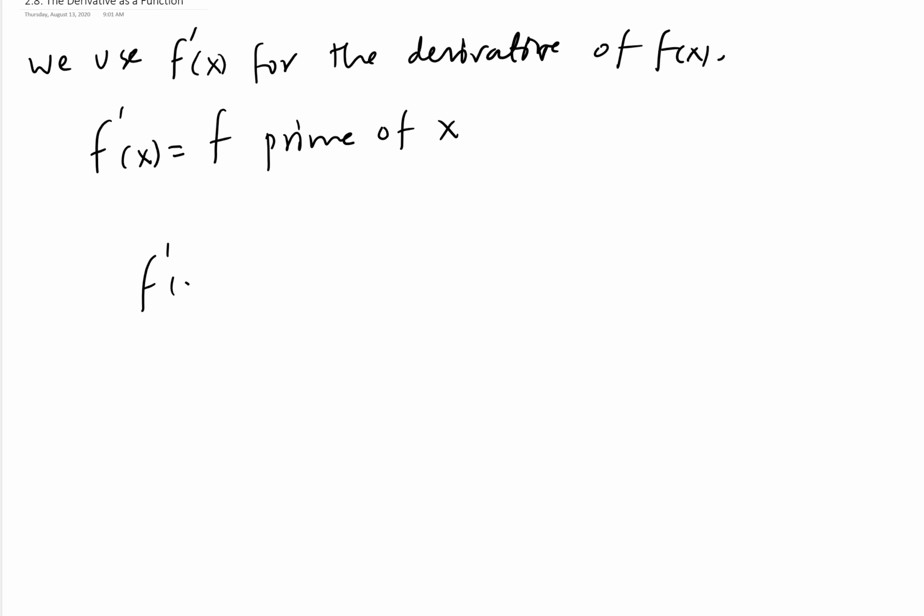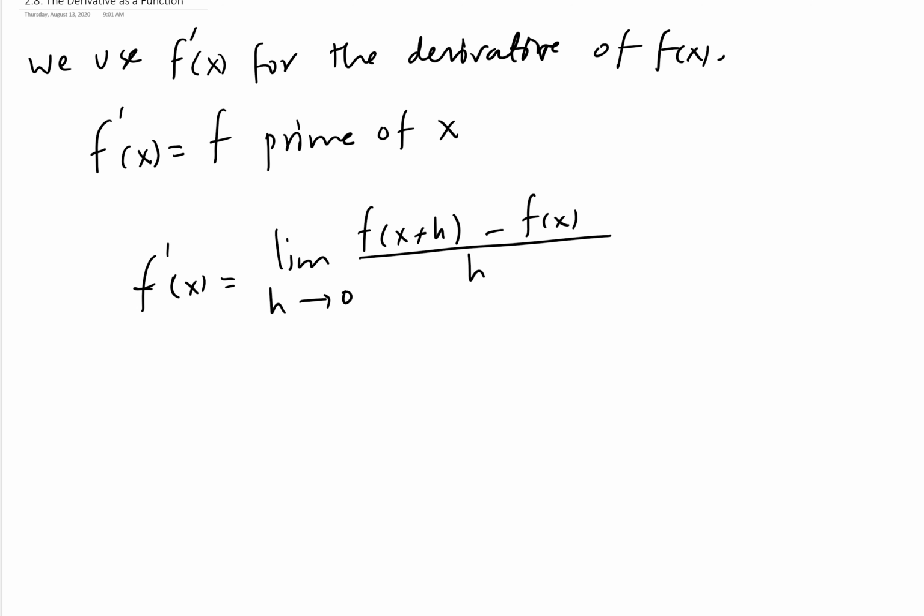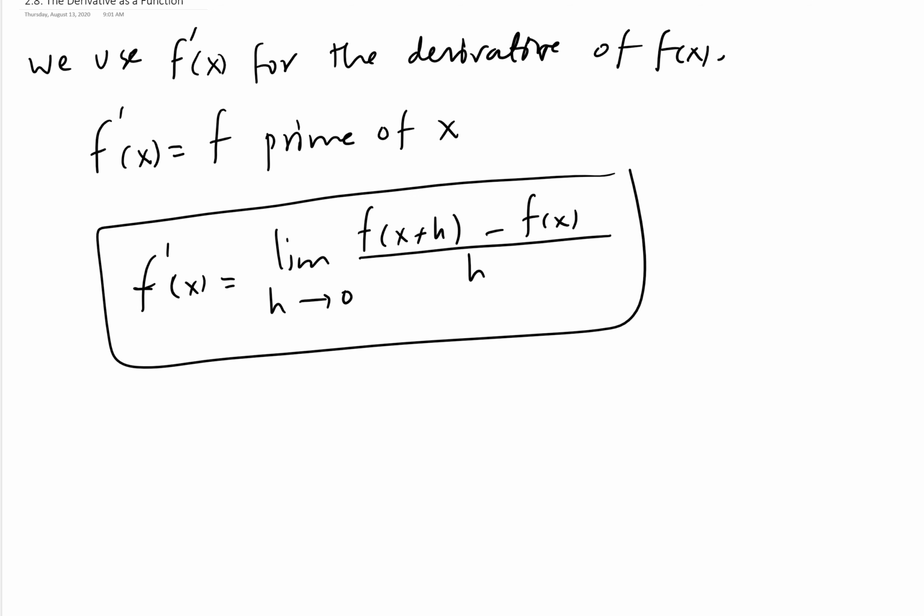So f prime of x is equal to the limit we defined in the previous section of f of x plus h minus f of x over h as h goes to 0. That was the main definition of the derivative. So if we need to apply this to specific examples, find f prime of x if f of x equals x cubed plus x minus 1.